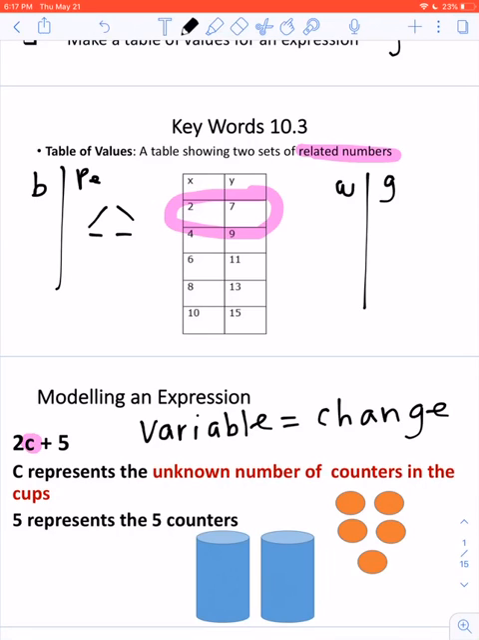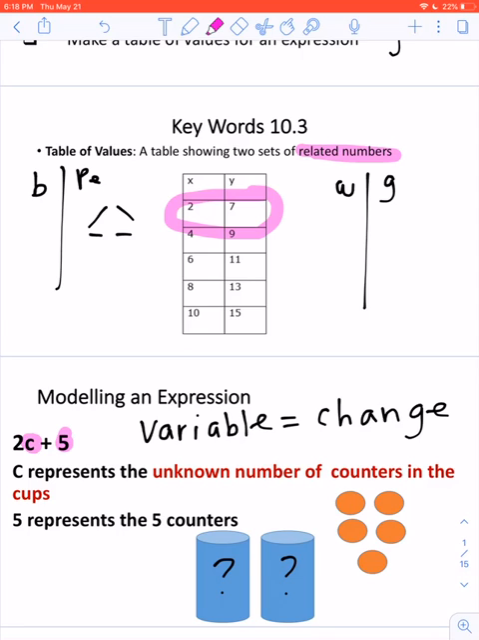So in this case, c represents the unknown number of counters in the cups. So what that means is in these cups, there is an unknown number of counters. We don't know how many are in there. The 5 is the constant and represents these 5 counters that are outside the cup. That 5 isn't going to change. There's only 5 there. But what we don't know, like I said, is how many counters are in these cups. So that's why the c represents the unknown number of counters in the cups.